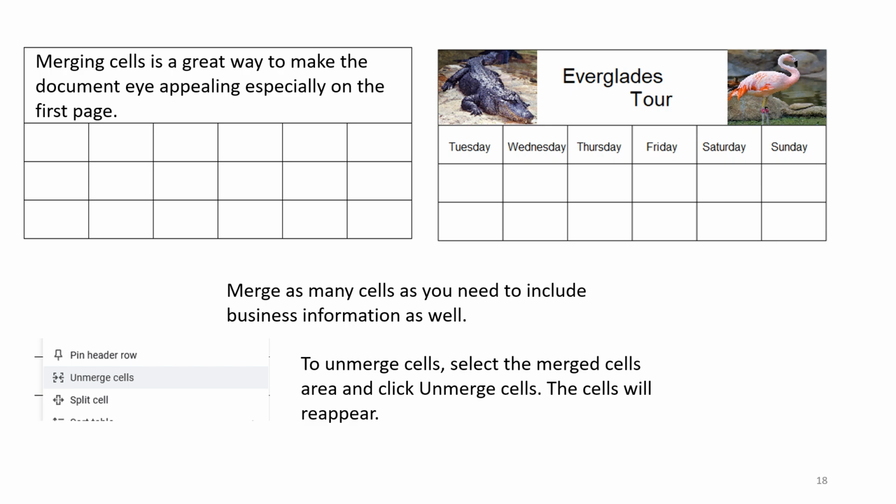Merging cells is a great way to make the document eye-appealing, especially on the first page. Merge as many cells as you need to include business information as well. To unmerge cells, select the Merge Cells area and click Unmerge Cells. The cells will reappear.